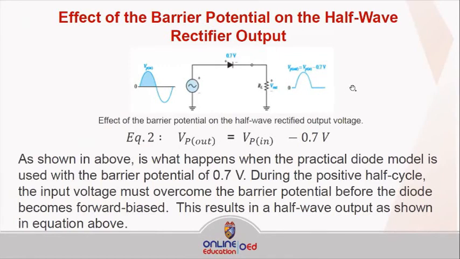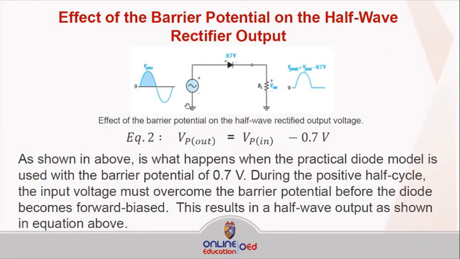Okay, now these are the effects of a half-wave rectifier output. As shown in the figure above is what happens when the practical diode model is used with the barrier potential of 0.7 volts. During the positive half cycle, the input voltage must overcome the barrier potential before the diode becomes forward biased. Then this results in a half-wave output as shown in the equation above.